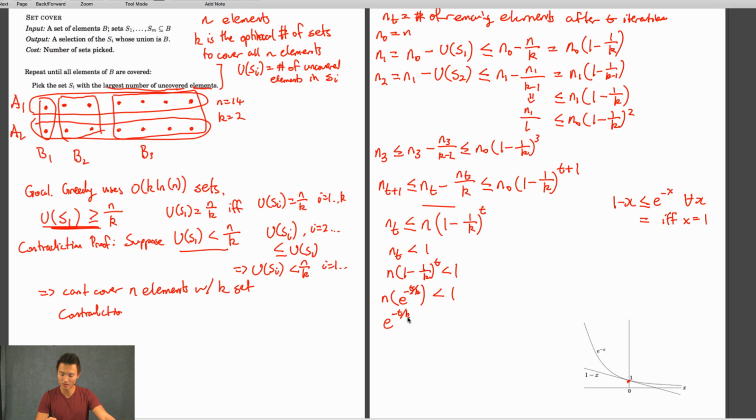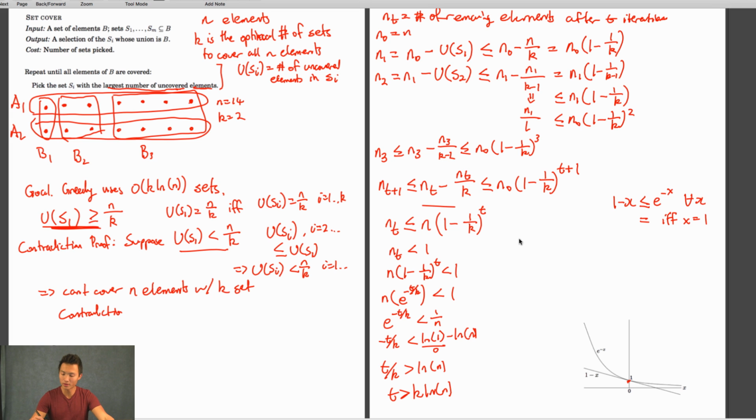Let's take that to the other side. Log both sides. We're going to get negative t over k plus log of n is less than 0. Now let's flip the negatives over. So we now have t over k is greater than log of n, and t is greater than k log n. Okay, so we know that the number of sets we're going to take is going to be greater than or equal to k log n. That's when we have no elements remaining.